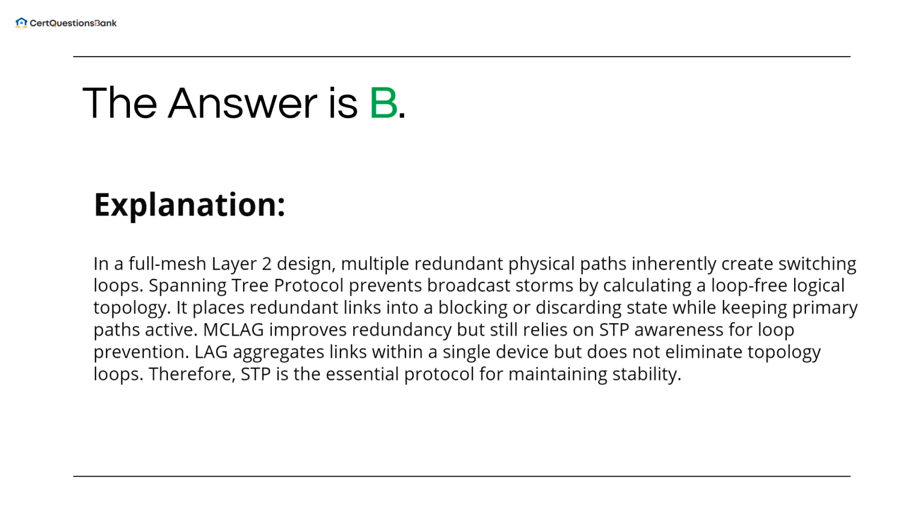The answer is B. In a full mesh layer 2 design, multiple redundant physical paths inherently create switching loops. Spanning tree protocol prevents broadcast storms by calculating a loop-free logical topology. It places redundant links into a blocking or discarding state while keeping primary paths active.